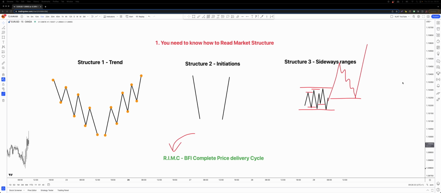So what we're going to do now, I'm going to go onto the chart and I'm going to show you exactly how to identify each of these structures in the market. Then we're going to come back to understand the second fundamental, and we're going to apply that fundamental on top of what we've already just learned.